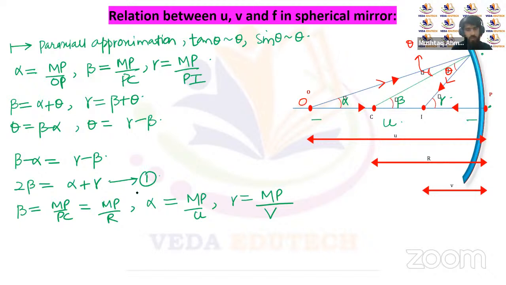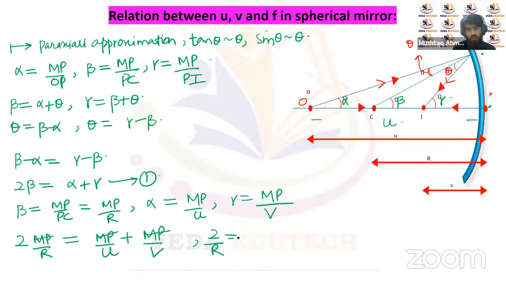It will be twice beta, that's MP upon R, equal to alpha, that's MP upon U, plus gamma, that's MP upon V. Now from here, MP and MP will get cancelled. We're left with the relation 2 upon R equal to 1 upon U plus 1 upon V.